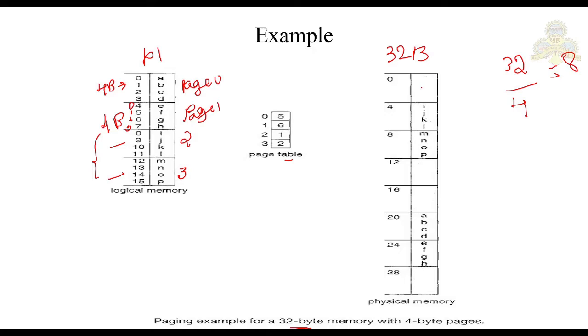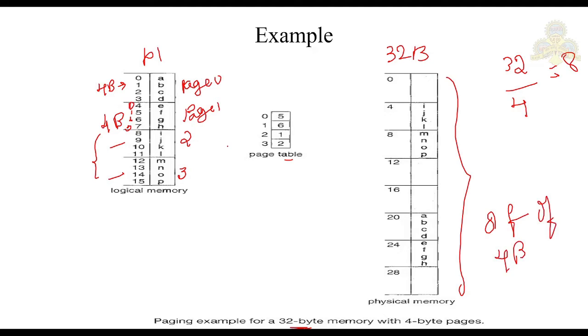Do you have 8 frames here? 1, 2, 3, 4, 5, 6, 7 and 8. So we have 8 frames of 4 bytes each. Remember, the main memory is divided into 8 frames of 4 bytes each, because the page size is 4 bytes.